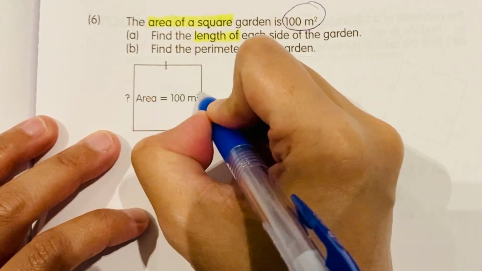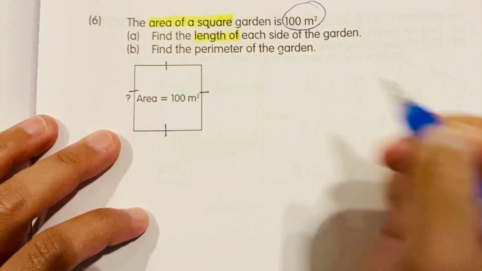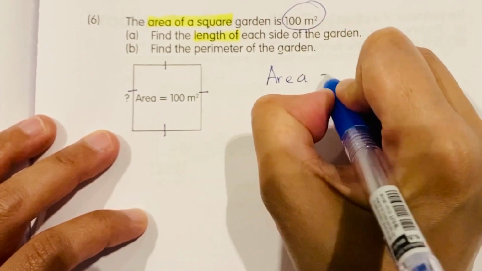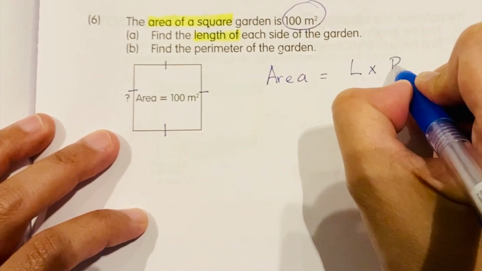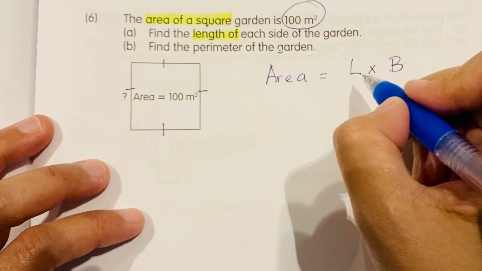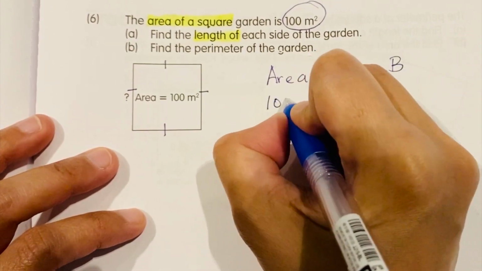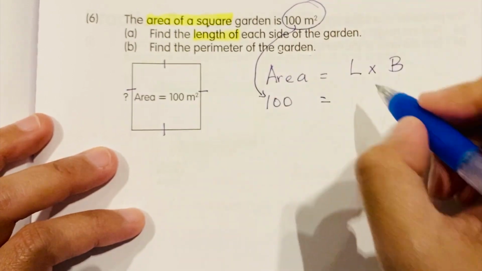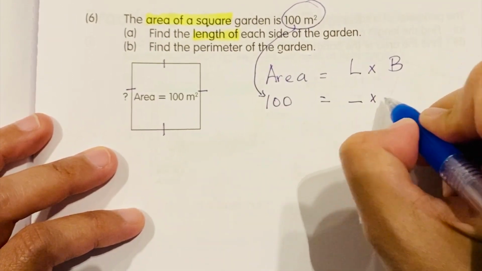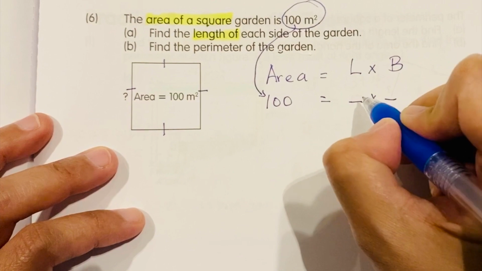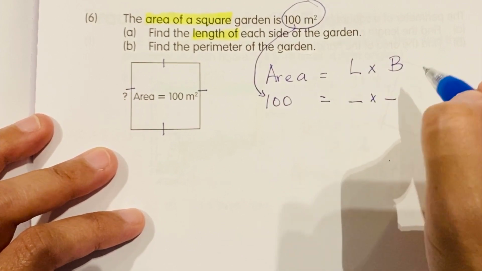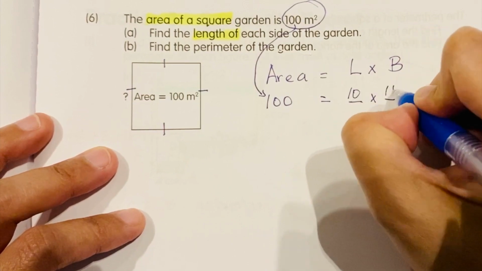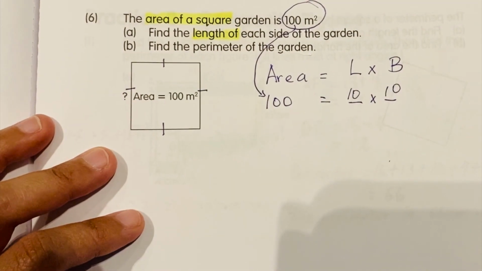Square means all the lengths are equal. Because it's area, you have to write down the formula for area first. Area is equals to length times breadth. You know the area is 100, given. So the length and the breadth must be the same number. What times what will give you 100 of the same number? Yes, 10. So 10 times 10 is 100.